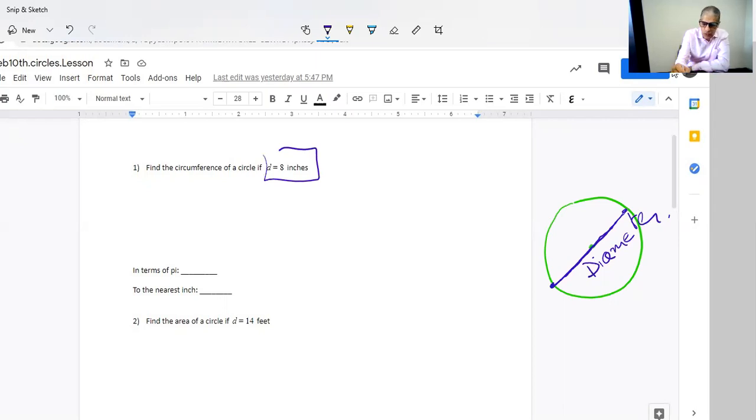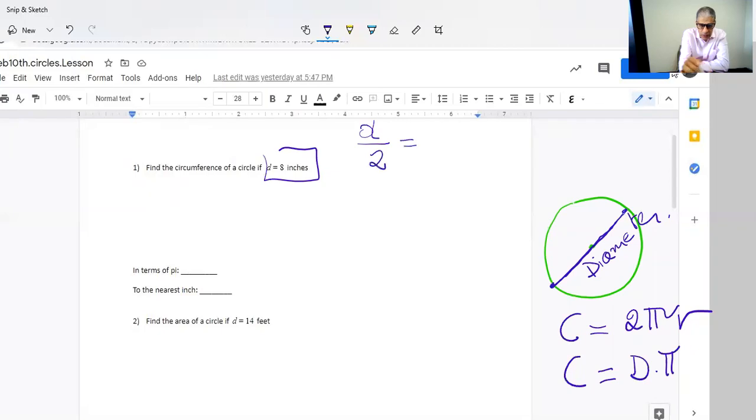So the formula for circumference is C equals 2 pi r. It can also be written like this, C equals D times pi, or pi d, whichever, okay? I like to find the radius, and then I do all the work. It's easy to find the radius. You just take your diameter and divide it by 2. That gives you the radius.